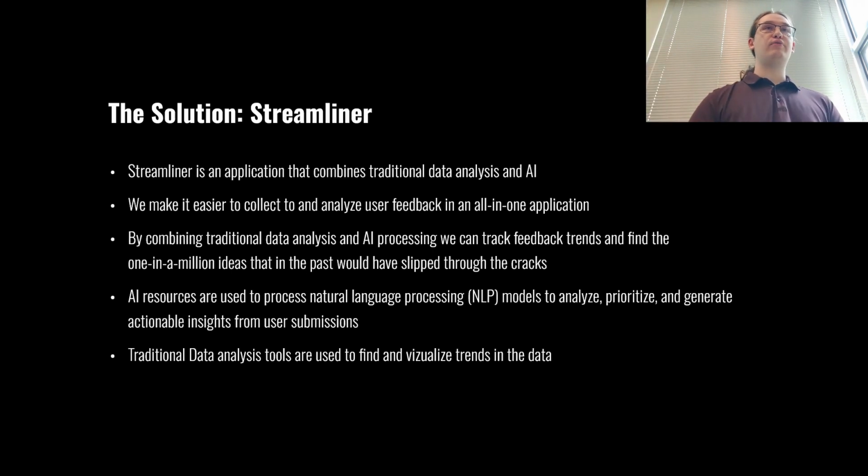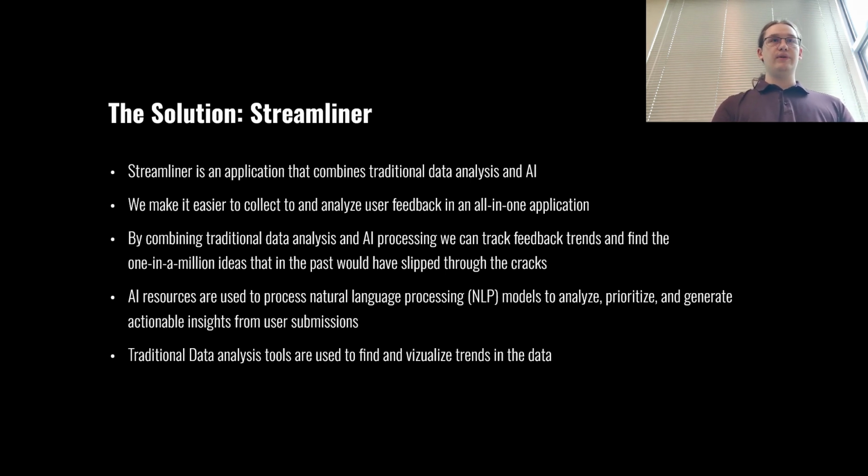And the solution to that problem is the Streamliner application. Streamliner combines traditional data analysis and AI. We make it easier to collect user feedback all in one application. So form management all the way through analysis and visualizations. We take the traditional data analysis tools and we combine them with the AI processing to find both the big trends and the one in a million ideas that could have slipped through the cracks.